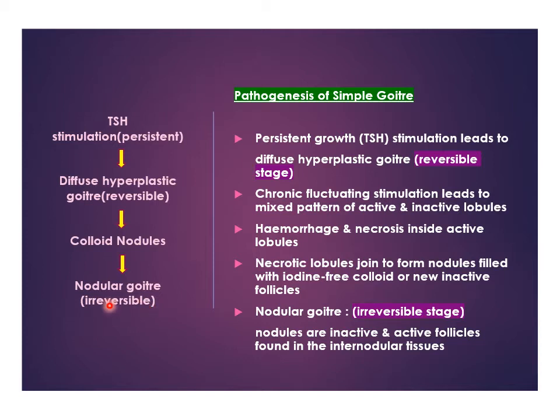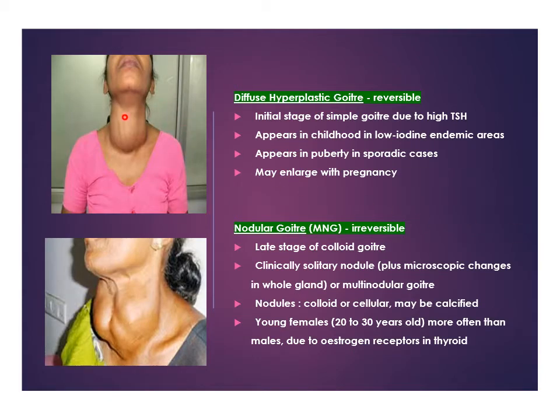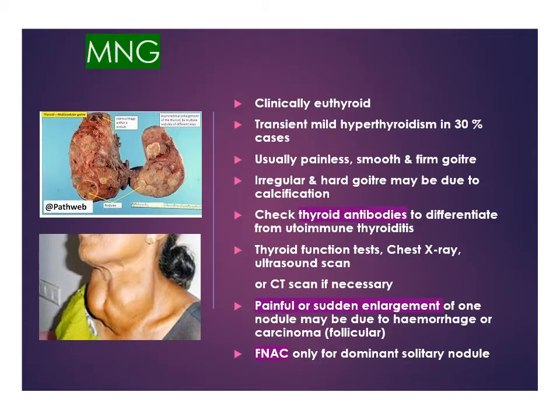And this is an irreversible stage, which can be clearly seen on the next page here. This is a diffuse hyperplastic goiter. It's the early stage, which is reversible. This usually occurs in younger people, children, and even in puberty in sporadic cases. It may enlarge with pregnancy. And this diagram here is a case of a late stage nodular goiter, multinodular goiter, which is irreversible. Okay, these are the two stages in the formation of multinodular goiter.